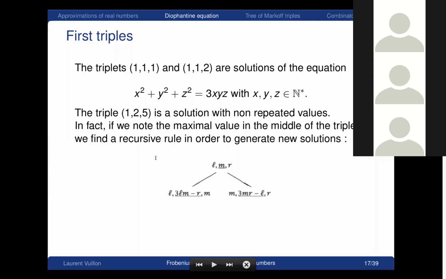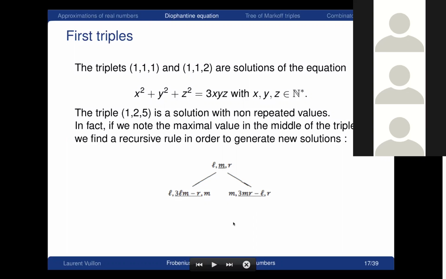And here we put the maximal value of your triplet in the middle, okay? So you have, for example, 5 in the middle, and then you have a left value, which is 1, and the right value, which is 2. And this gives birth to 2 new solutions of your Diophantine equation. For example, if you fix L and the middle M, then you add a new value which is 3LM minus R, or you fix the middle and the right value, and you put in the middle the new value, which is 3MR minus L.